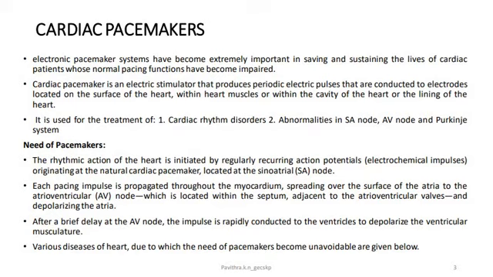Okay. Due to this, we have developed electronic pacemakers. So a cardiac pacemaker is an electronic stimulator that produces periodic electric pulses that are conducted to electrodes located on the surface of the heart, within the heart muscles, or within the cavity or lining of the heart. It is used for treatment of cardiac rhythm disorders, and abnormalities in the SA node, AV node and Purkinje system, as I have told. Okay.